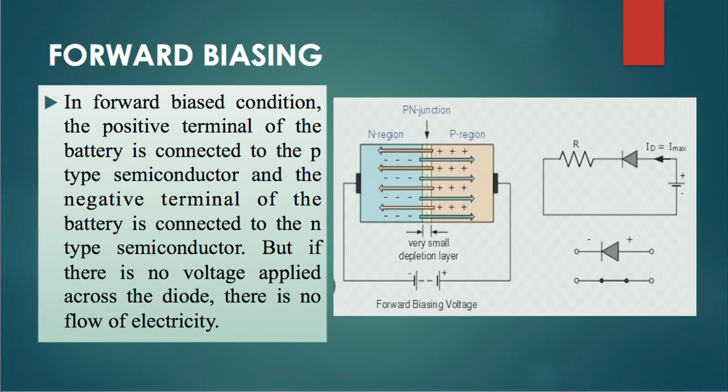So what is forward biasing? In forward bias condition, the positive terminal of the battery is connected to the P-type semiconductor and the negative terminal of the battery is connected to the N-type semiconductor. But if there is no voltage applied across the diode, there is no flow of electricity through the PN junction.